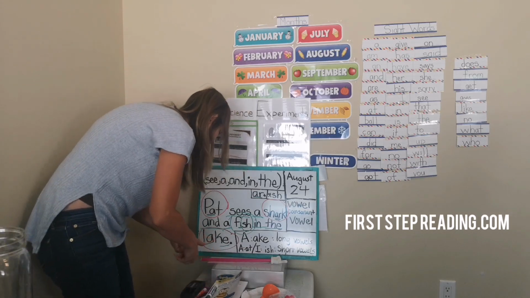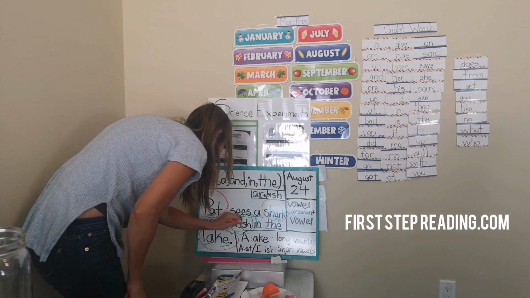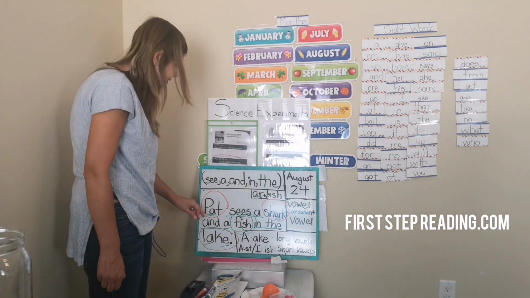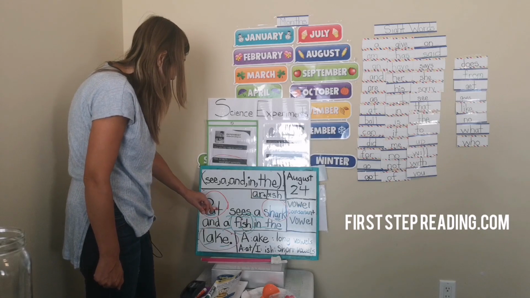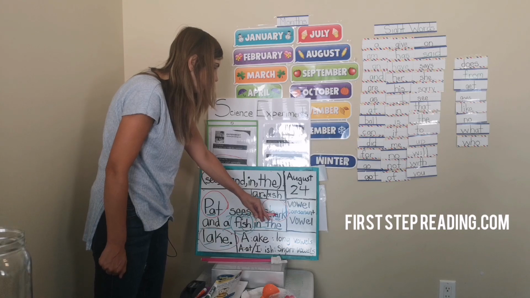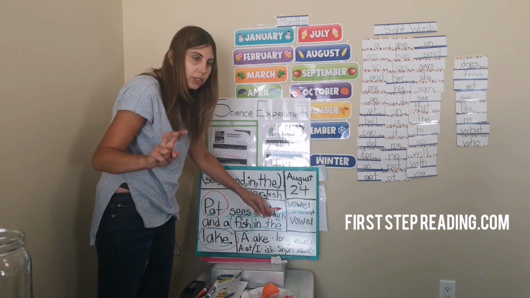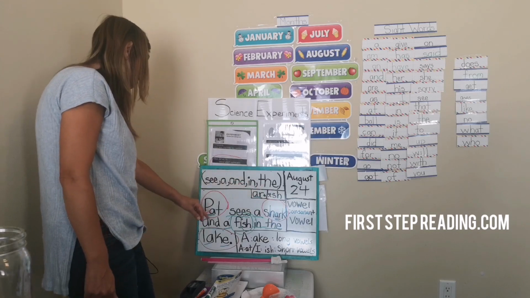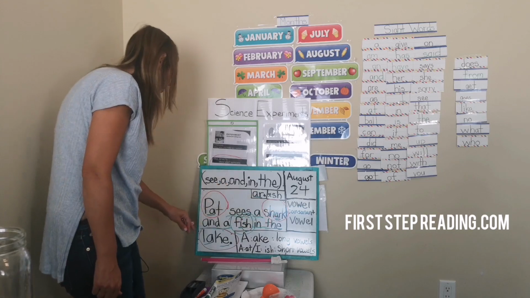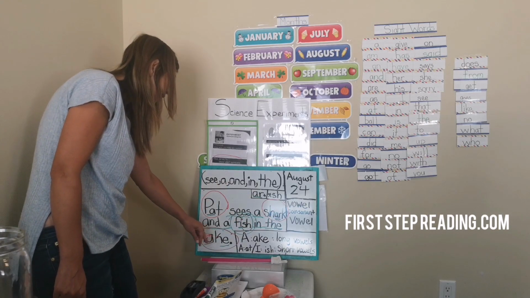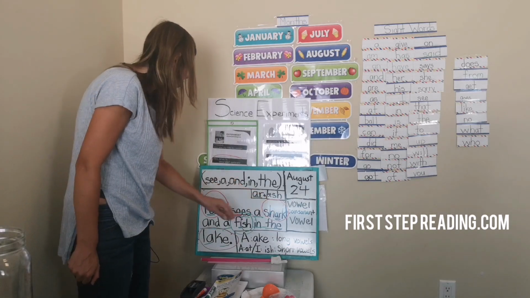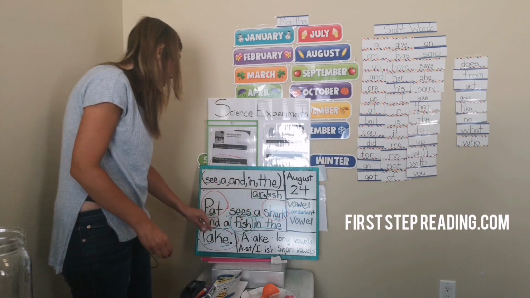Okay, now I'm ready to sound it out. P-at, right? The A says ah if it's a short vowel. P-at. Pat sees the shark. Shark. And a fish in the lake. Now I'm going to read it for understanding. Pat sees a shark and a fish in the lake.